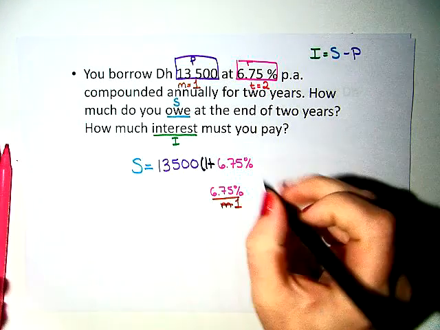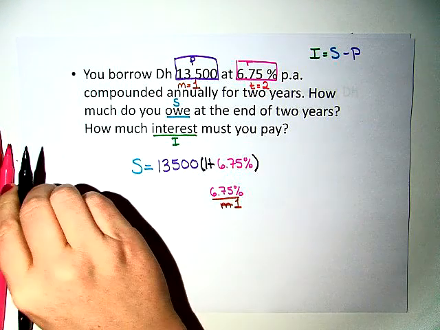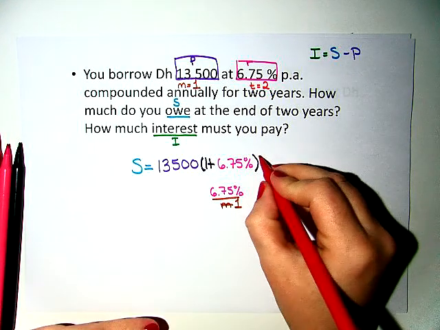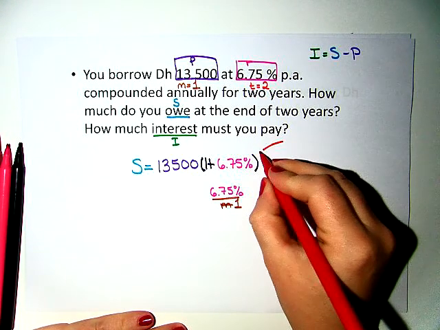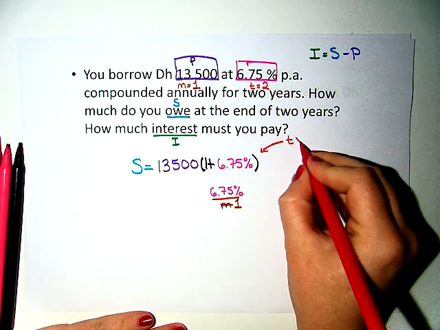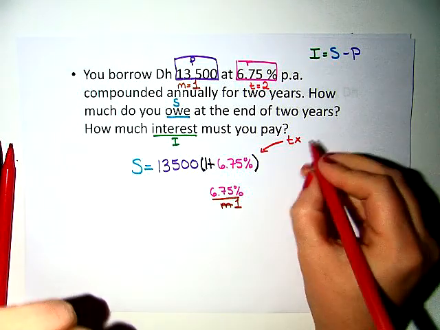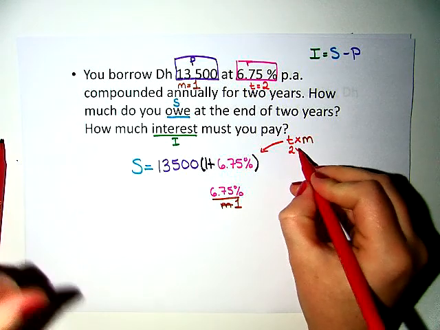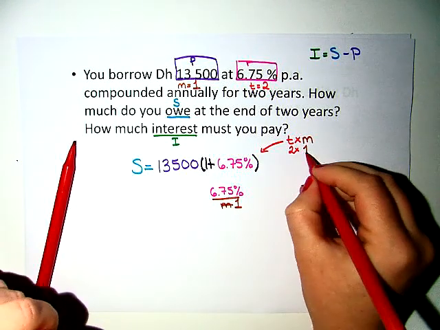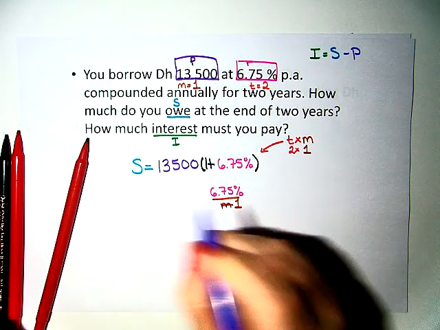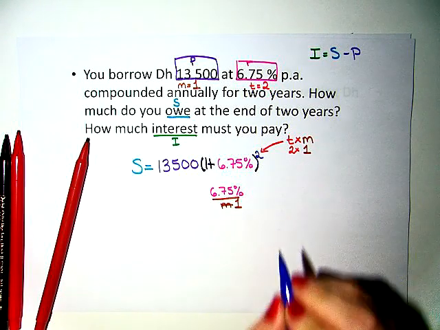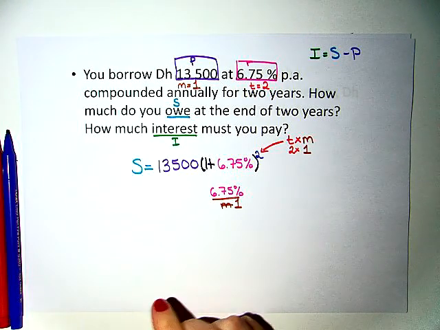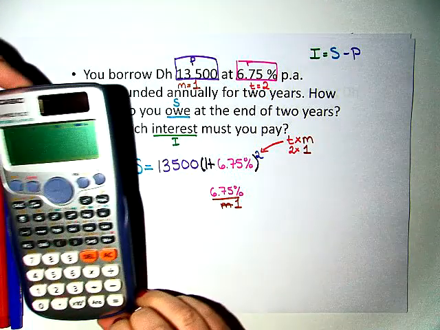Okay, now this is raised to the N. Okay, well in order to get the N, we have to take the T multiplied by the M. Well, the T is 2 years, and the M is 1. So 2 times 1 is 2. Okay, so that works out really well. So we're going to go ahead and put it into the calculator exactly as we see it.